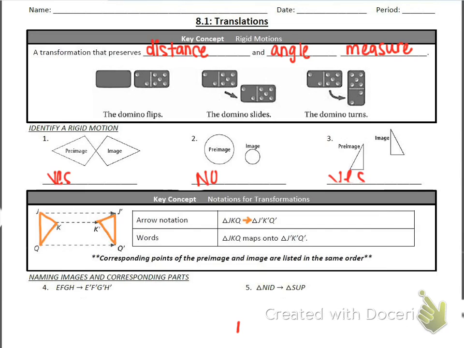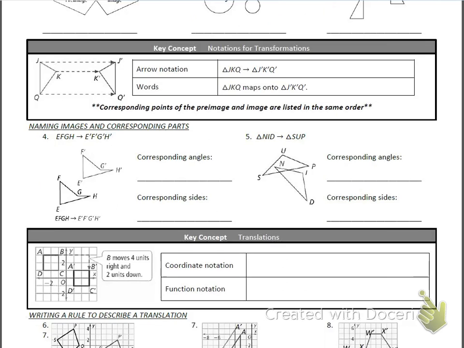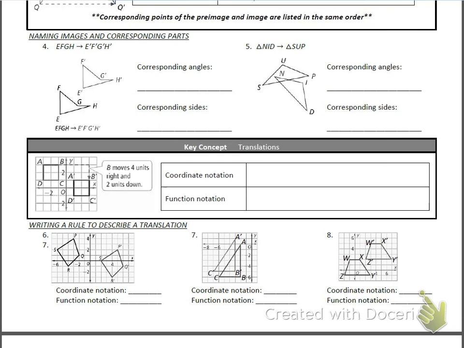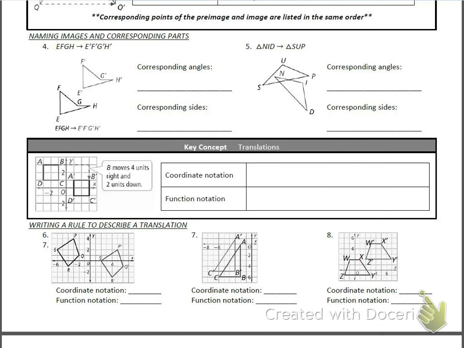So in words, you can also write it out. Something to note, we always list corresponding points of the image and pre-image in the same order. So I list it as triangle J prime, K prime, Q prime, because those are the points that correspond to the original image. So we list them in the same order, okay? So we're going to practice that in the next example, and we're going to do the first one together. So we're going to name the images and the corresponding parts. So I'm going to do the first one with you guys.